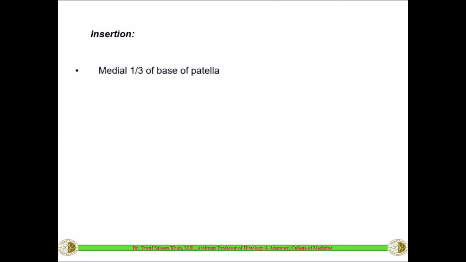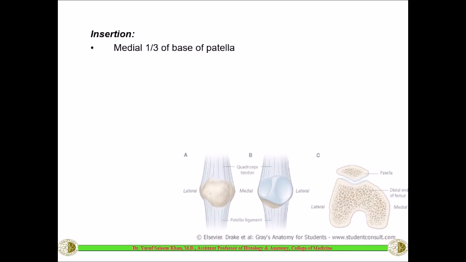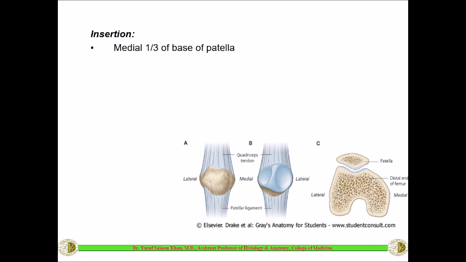Now coming to the insertion, as you already know, it gets inserted to the base of the patella, but on the medial side. Okay, so the medial 1/3 of the base of the patella, and also the medial border, almost 2/3 of the medial border of the patella. Vastus lateralis gets inserted to only 1/3 of the lateral border of the patella, but here the vastus medialis gets inserted to almost 2/3 of the medial border of the patella.